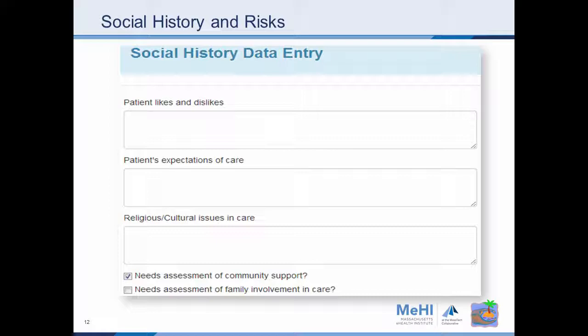Patients' expectations of care. Patients' religious and cultural issues. Maybe they're Jehovah's Witness and they have specific limitations on what care that they're willing to receive. You can put that in here. Needs assessment of community support, needs assessment of family involvement in care. You can mark those off here.